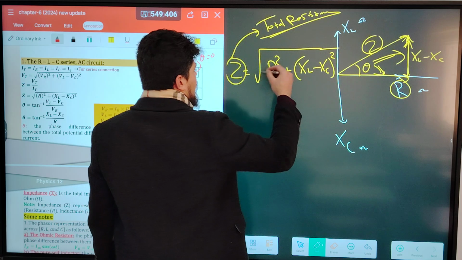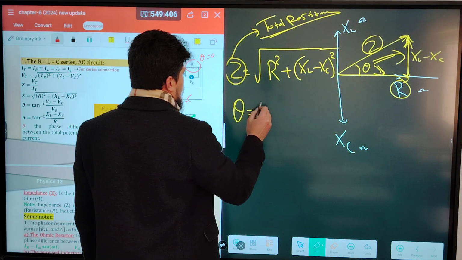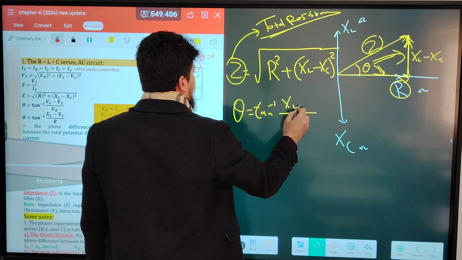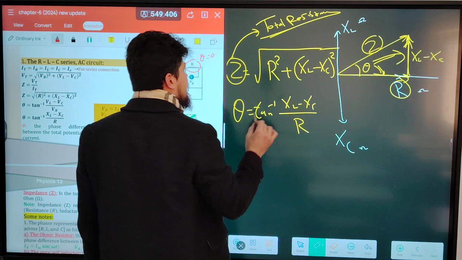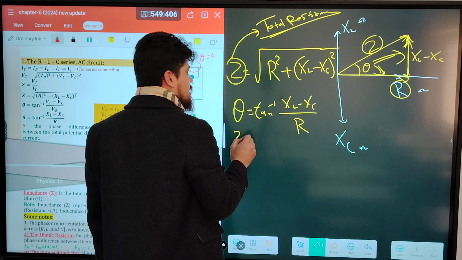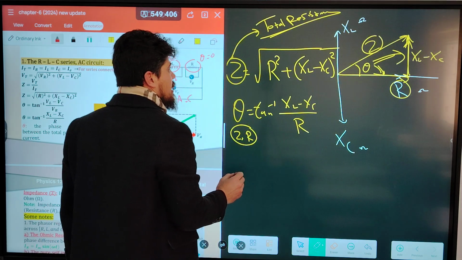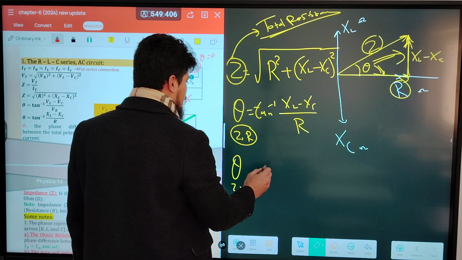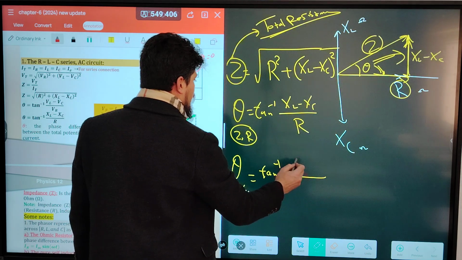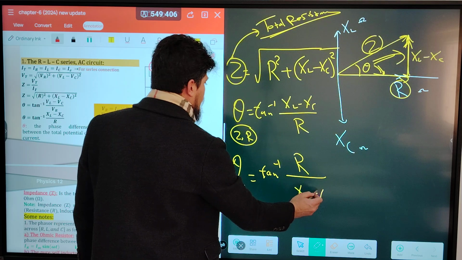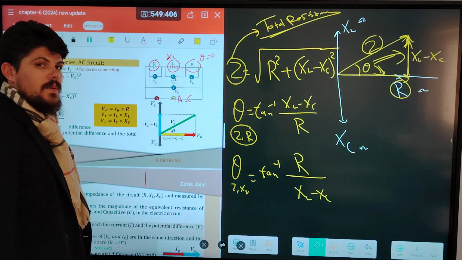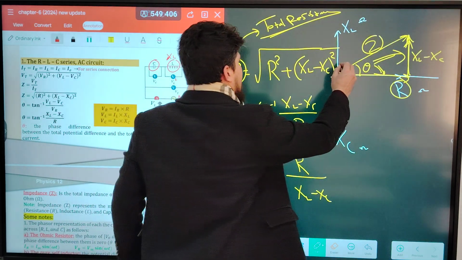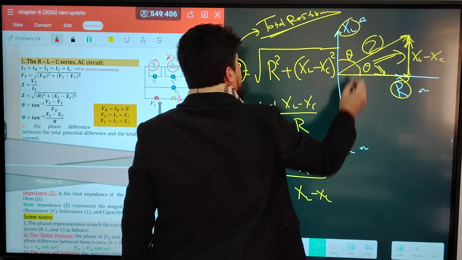Guys, can we determine the angle by the resistance? Yes, why not? Theta is equal to what? Tan inverse opposite over adjacent, XL minus XC over R. This is the angle between Z and R. But how about the angle between Z and XL? It is tan inverse of R over XL minus XC. This is the angle between Z and R, but here is the angle between Z and XL.